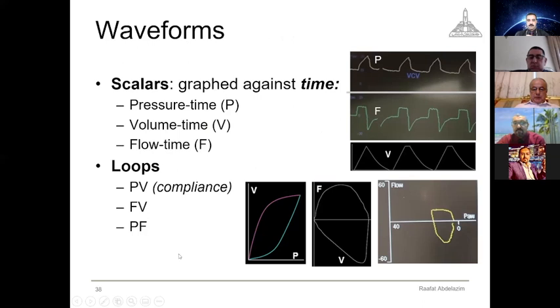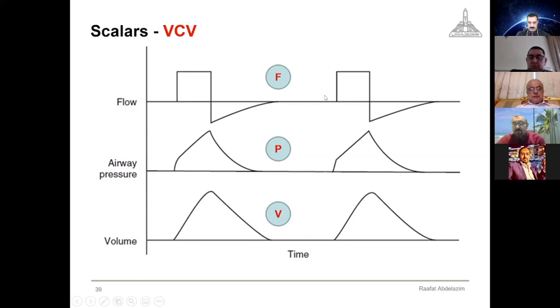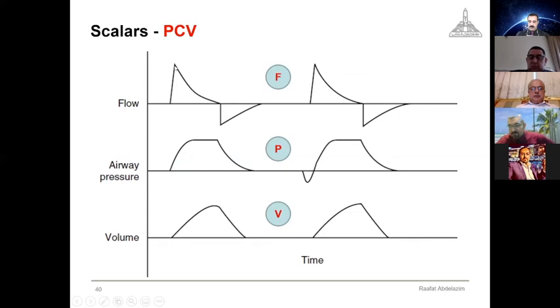These are the four curves that are seen during volume controlled ventilation. This is the flow curve, inspiration, expiration. This is the airway pressure changes with the peak here. And the third one is volume. During pressure control, the waveform of flow is decelerating. The airway pressure has no peak because the pressure is controlled, it is limited. So this one will not be peaked. It will give a horizontal line. And the volume curve is the same.